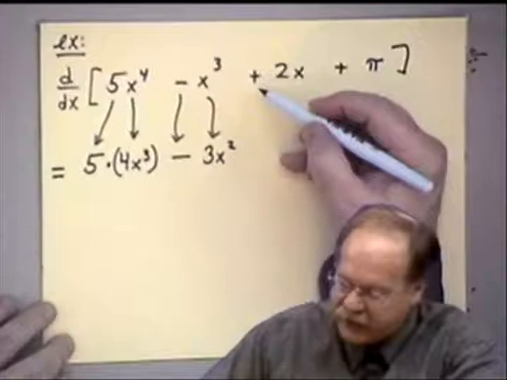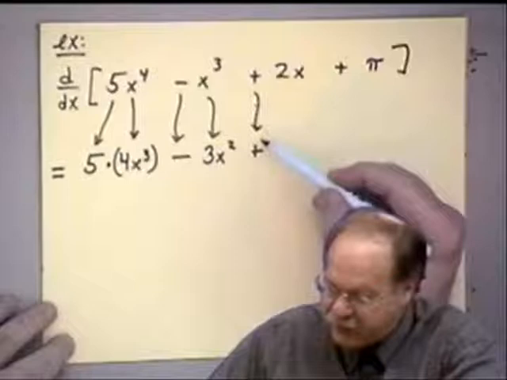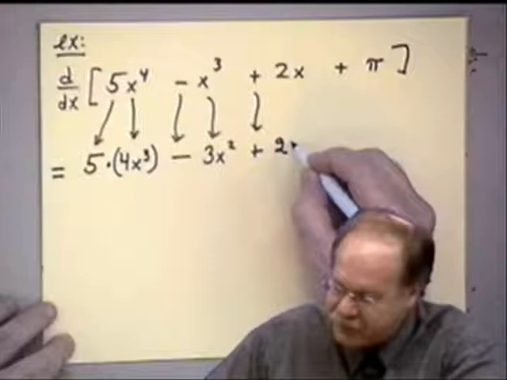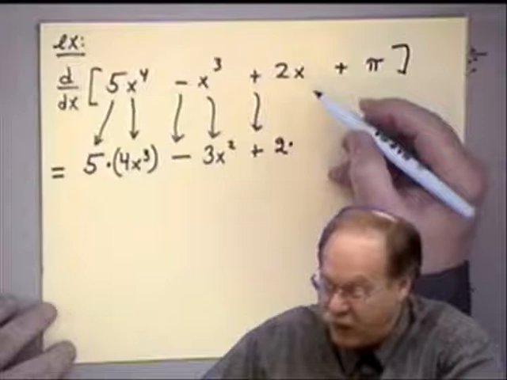We had a sum rule that said the derivative of the sum is the sum of derivatives, so there's the sum. The derivative of 2x, well, the 2 is a constant. Again, the constant comes out front. Then we find the derivative of x, which we've also done. It's a power, x to the 1 after all. And we found that that derivative was 1. And so this comes down to here.